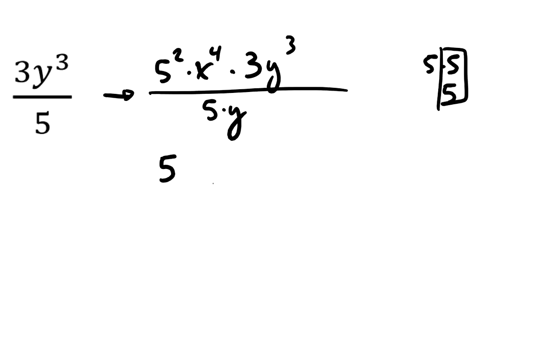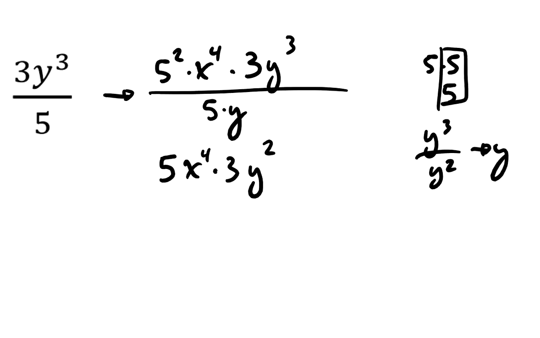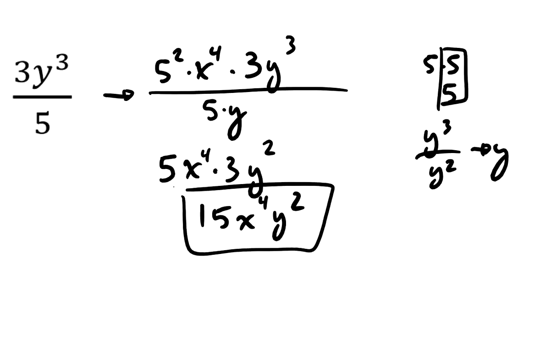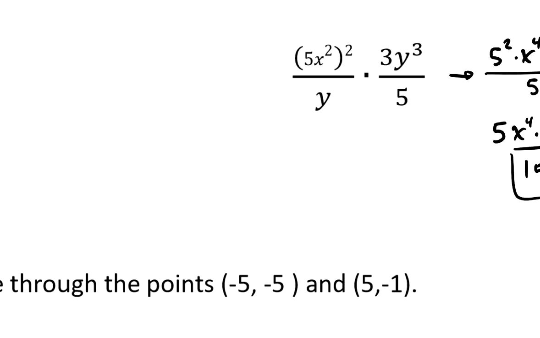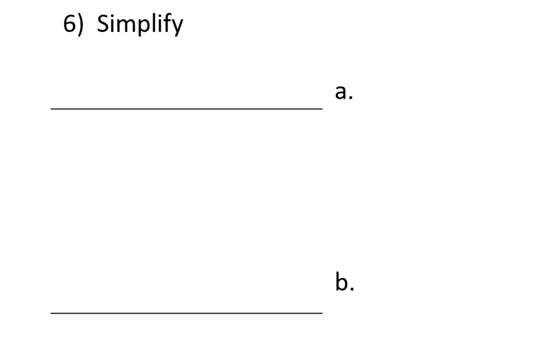And then there's an x to the fourth, and there's a 3. Then I've got y cubed over y. Well, that's just going to be y squared. So it looks like everything that was in my denominator is gone now, right? So what I'm left with is 15x to the fourth power y to the second power. So there we go. 15x to the fourth y squared is my answer for part B. So that's all of question 6.